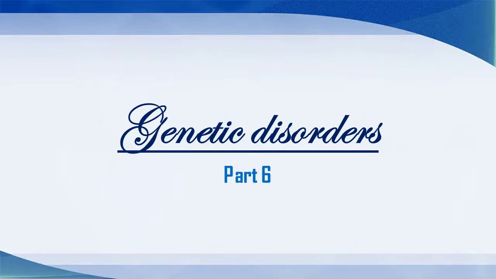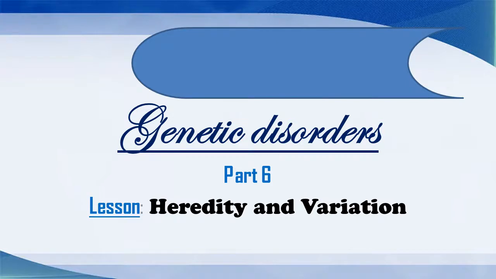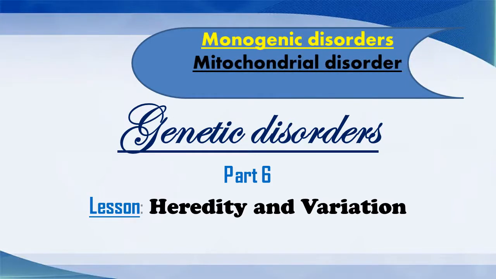Alright, so this is part 6 of this lesson, and this is the last part of this lesson from lesson heredity and variation. In this video we shall study about monogenic disorders, mitochondrial disorder and polygenic disorders. Okay, so let's start one by one.